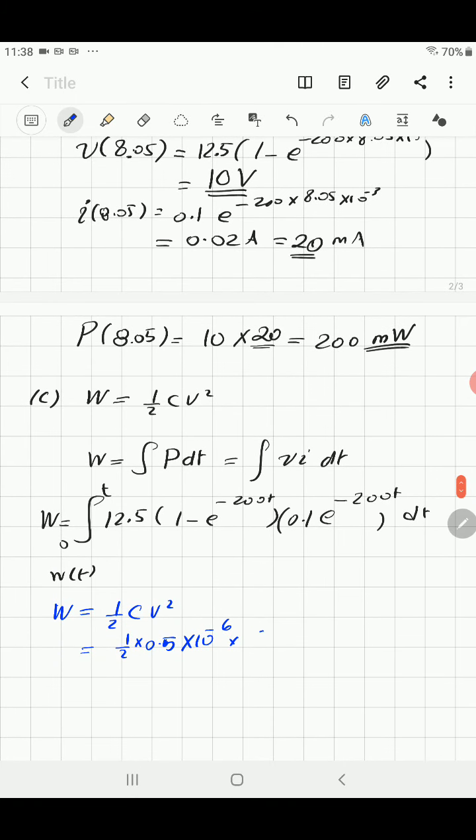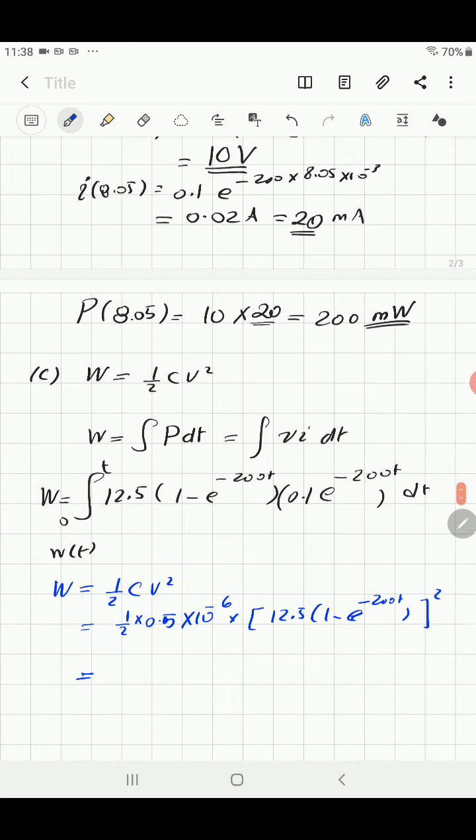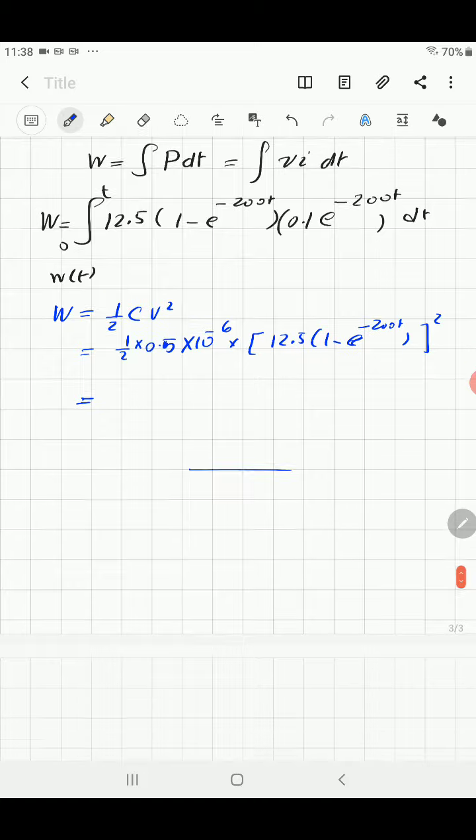So you have 12.5(1 - e^(-200t)), and that would be squared. So you can square this function and multiply it. You don't have to do any integration or anything like that. Once you get the expression, substitute t equals 0.05. So that would be all. It's not a big deal, it just involves a little bit of math. Okay, let's now go to another example.